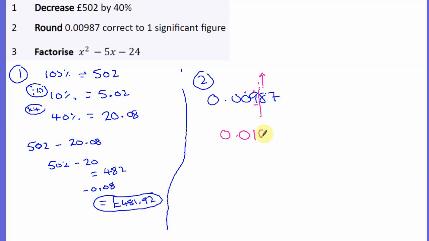You could put 0.010. I would probably not, because they've asked for one significant figure. And if you put 0.010, you've put two significant figures.